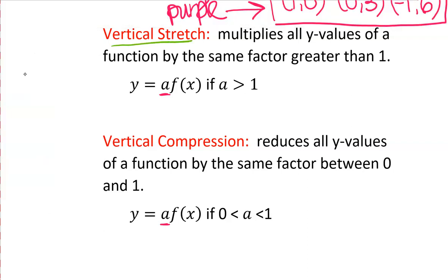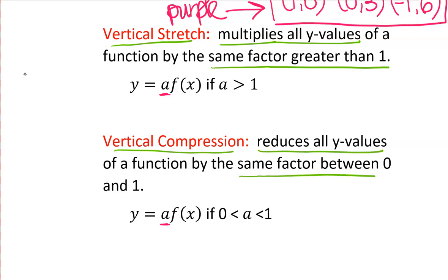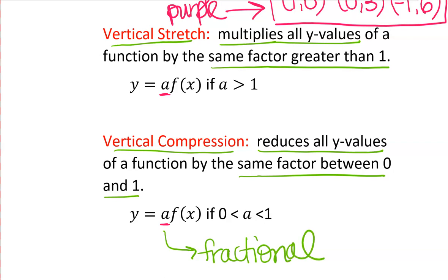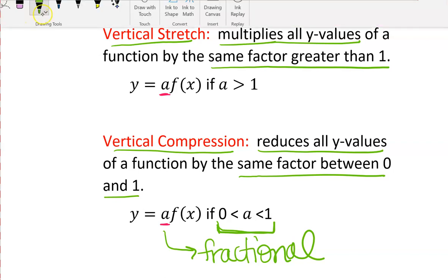So vertical stretch multiplies y values by whatever factor bigger than 1. Vertical compression reduces the y values by the same factor between 0 and 1. So with this one, it's going to be a fractional number. With the other one, it's going to be a number bigger than 1. Could be fractional still, but it's going to be a fractional value between 0 and 1. So don't just say just a fraction, because that might be something that's bigger than 1. It could be like 1.5. That would still be a fraction. All right, so let's do one of those.